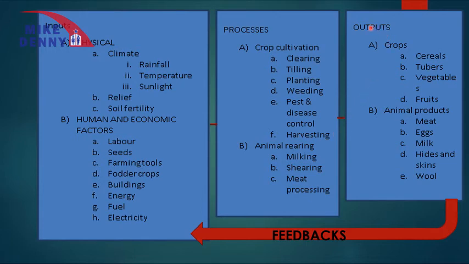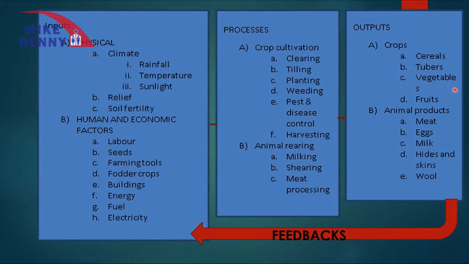Now let's talk about the output. When we talk about the output, this is what comes out from the farm. And the outputs are also divided into two. We have outputs from crops and then outputs which are from animals. When you cultivate a farm, you expect to have crops such as cereals. Cereals here can include things like maize, rice, grains, beans and all the like. We have tubers, and tubers here can also include crops like potatoes, cocoyams, amongst others.